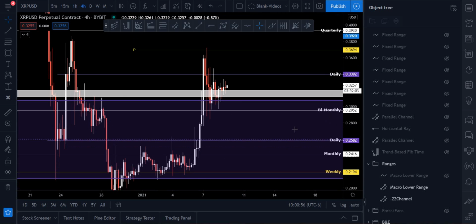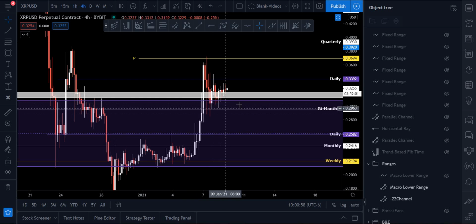Now, you do give the edge to the bulls just because it's a continuation look, but again, these patterns like pennants and bull flags typically give you a very slight edge. They don't really give you a huge edge.